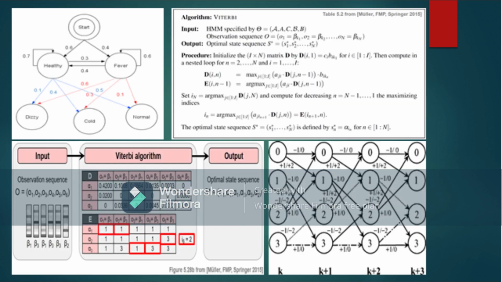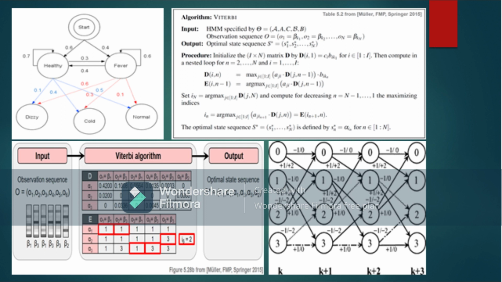The Viterbi algorithm is a dynamic programming algorithm for finding the most likely sequence of hidden states, called the Viterbi path, that results in a sequence of observed events. It is particularly useful in the context of hidden Markov models, HMMs, which are a powerful tool for modeling sequential data. In an HMM, the hidden states are not directly observable and the observed events are dependent on the hidden states. The goal is to find the most likely sequence of hidden states given the observed events.